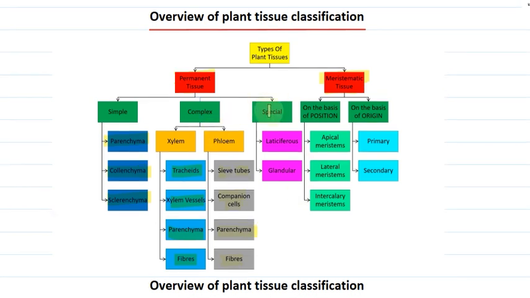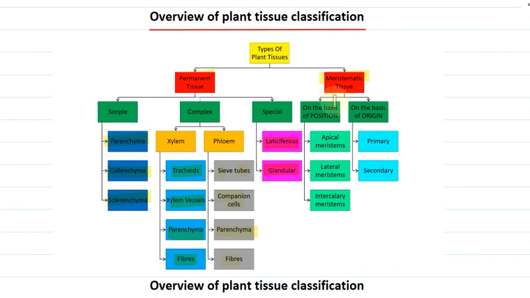Now let's understand what are special tissues. So special tissues are actually secretory tissues that are composed of ducts and glands. There are two types of special tissues. One is the laticiferous tissues and the other is the glandular tissue. So the laticiferous tissues are those tissues that secrete latex, whereas the glandular tissues are those tissues that secrete oils, resins, etc.